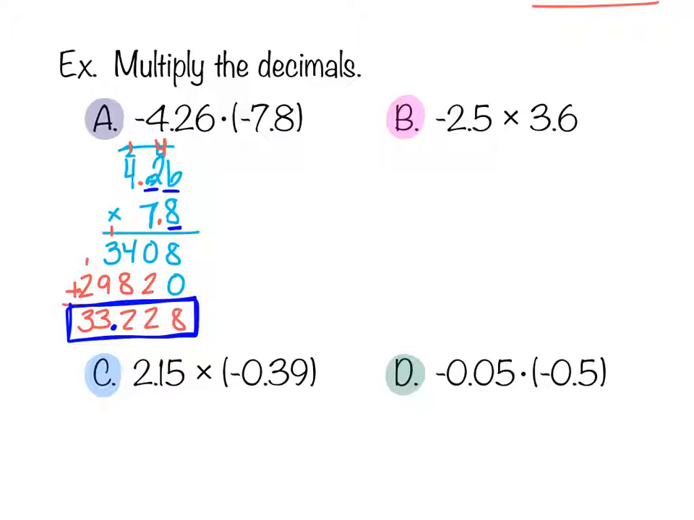On example B here, again, if you don't want to line up the decimal, or if you don't want to even write the decimal points, that's fine. We've got 25 and 36, and both of them are the same length, right? There's not really a longer number. They both are 2 digits. So we're going to multiply.